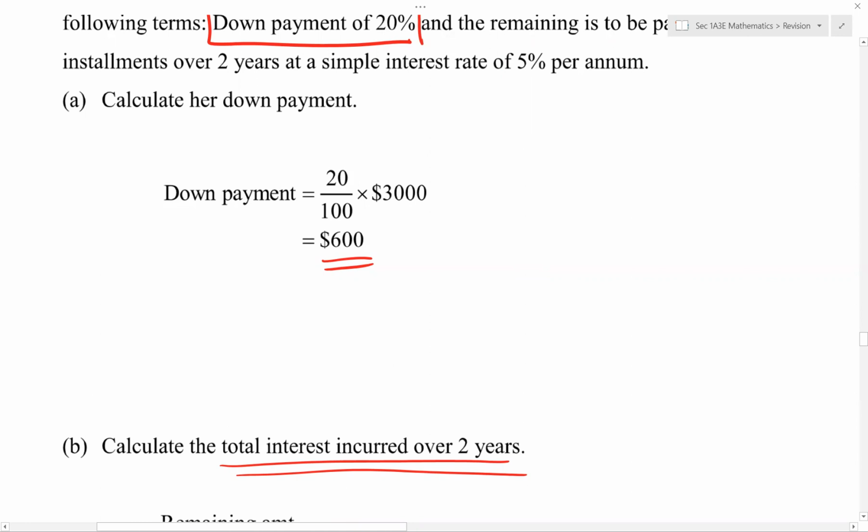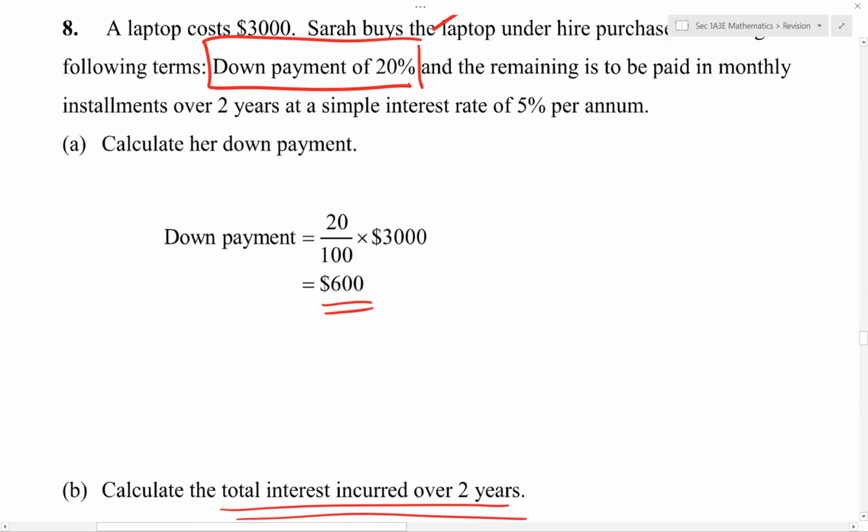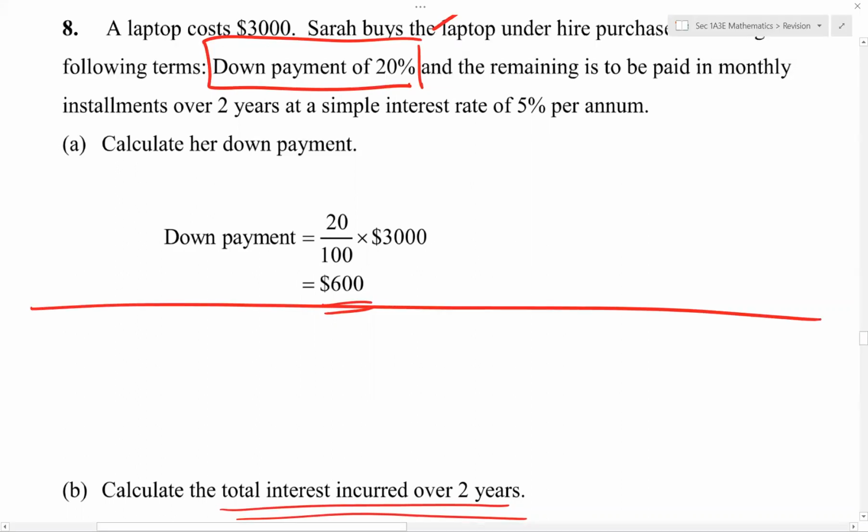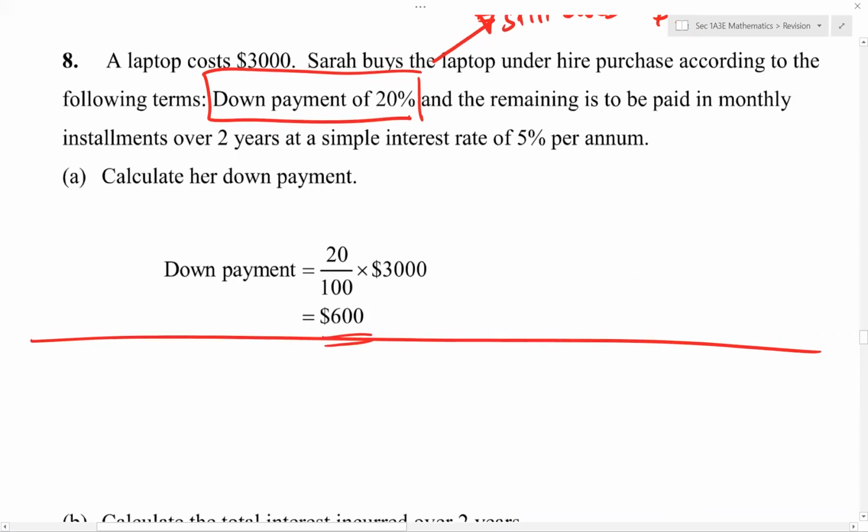Application, not difficult. Identifying what those letters represent could be a challenge for you, but with practice, it is also not going to be difficult. I'm going to do part B in this space over here so that you still can refer to the question. Part B, interest. According to the formula, it starts with P. P for principal. Principal is the amount that is either loaned or deposited.